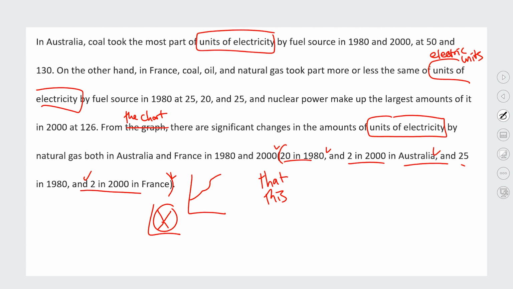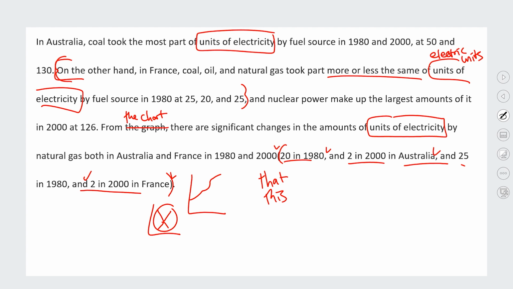So my main issue with this sentence is this sentence here. We start with, "On the other hand, in France, coal, oil, and natural gas took part more or less the same of units of electricity by fuel source in 1980 at 25, 20, and 25," okay? So we've got our first idea in the sentence here. We're making a comparison, and we're talking about coal, oil, and natural gas, and how they stayed more or less the same over the whole period.